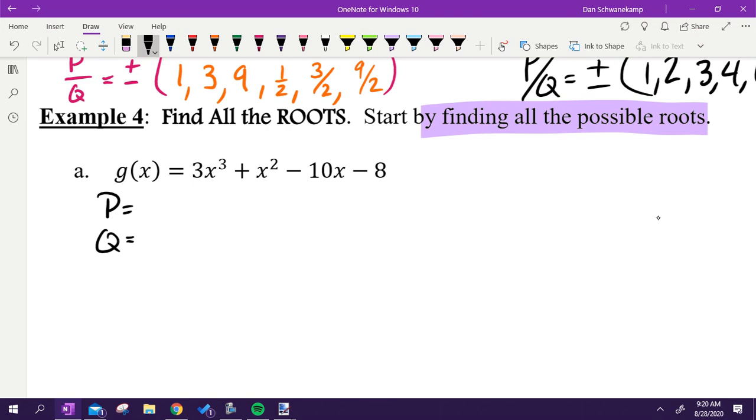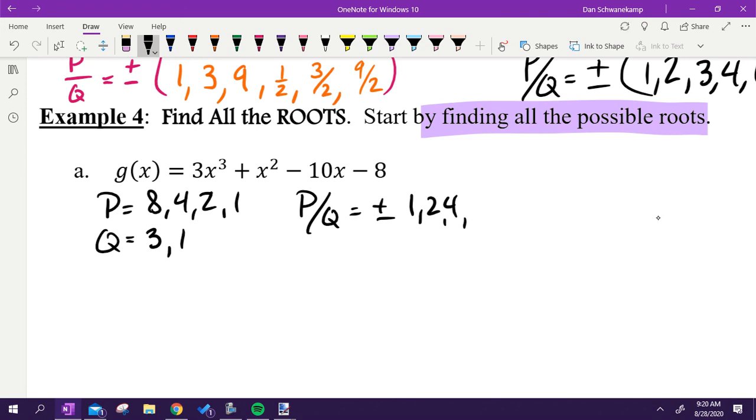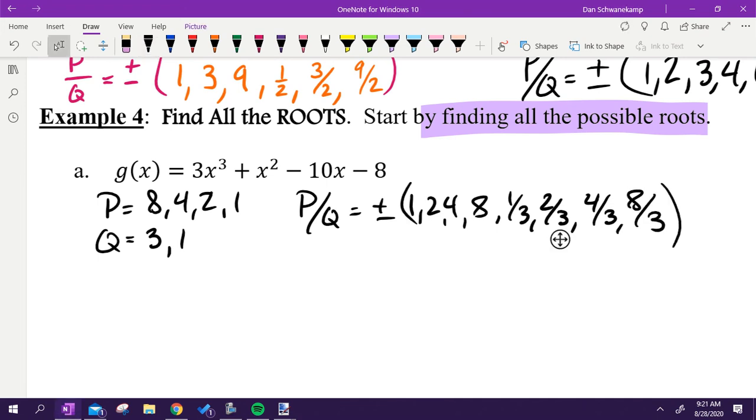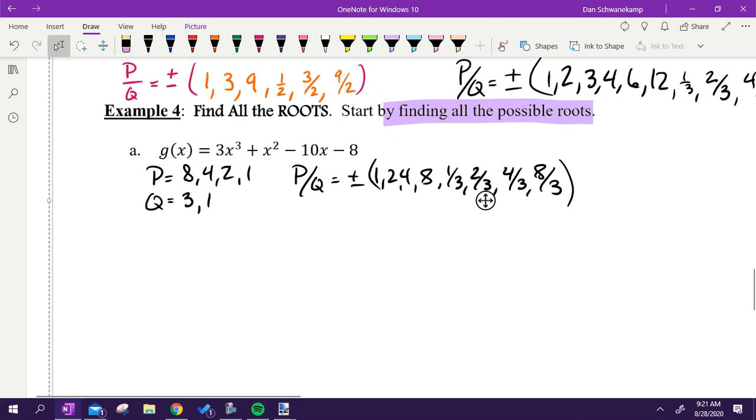Okay, so I'm going to do P's and Q's really quickly. My P is 8, so 8, 4, 2, and 1. My Q is 3, so 3 and 1. My P over Q list is going to be plus or minus 1, 2, 4, 8, 1/3, 2/3, 4/3, 8/3. A little bit annoying to get that started, but you got it. Okay, and it's going to help us in the end. If we get an answer in the end that's not in that list, we know we made a mistake. So it's going to help us in that way as well.